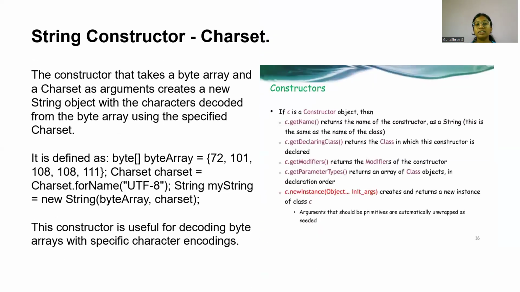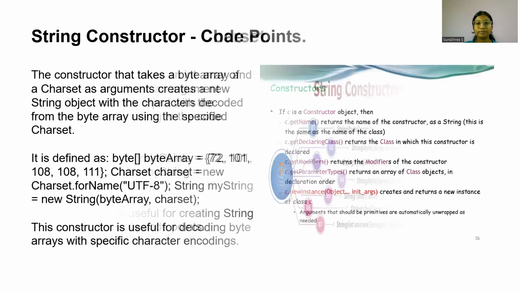Moving on to the next string constructor, that is the charset. Here the constructor will take a byte array and a charset as an argument. It will create a new string object with the characters decoded from the byte array using the specified charset. So it will be defined as a byte array with the numbers specified, and to call the function, Charset.forName("UTF-8"); String myString = new String(byteArray, charset). So here it is used for decoding byte arrays with specific character encodings.